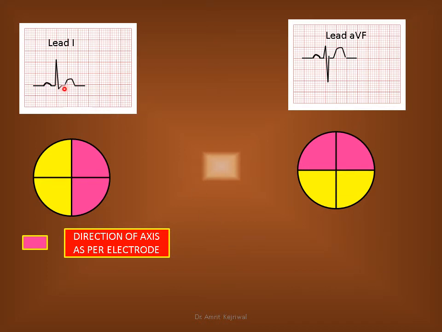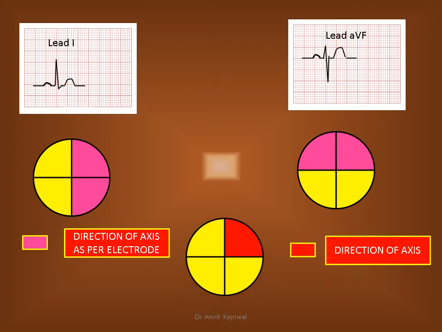Again, we've got lead 1 over here showing a positive wave, direction of axis as per this electrode, and in lead AVF this is the direction of the axis because it's showing a predominantly negative wave. So the common part is this part, which is pink, this is quadrant.